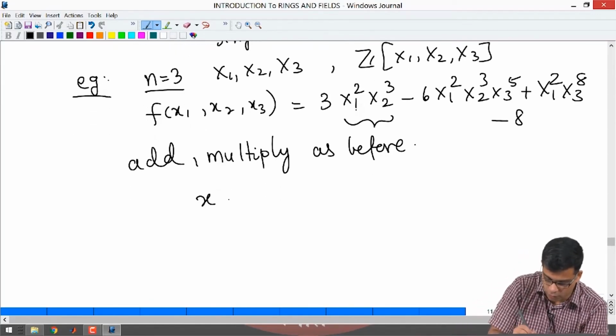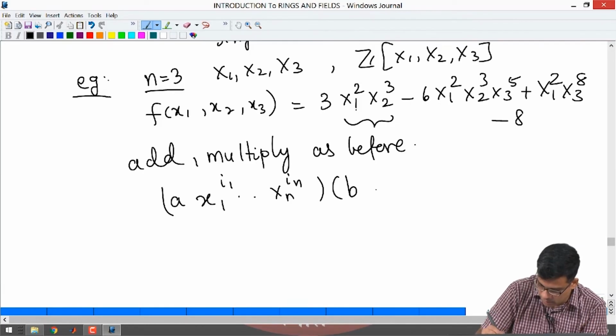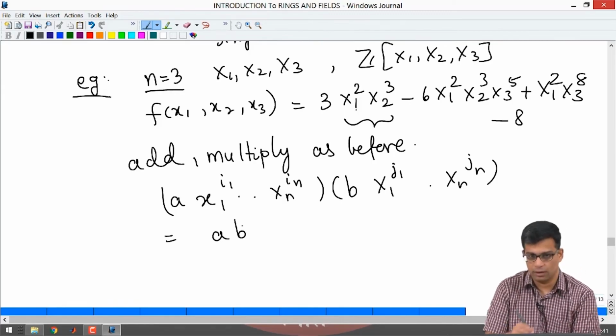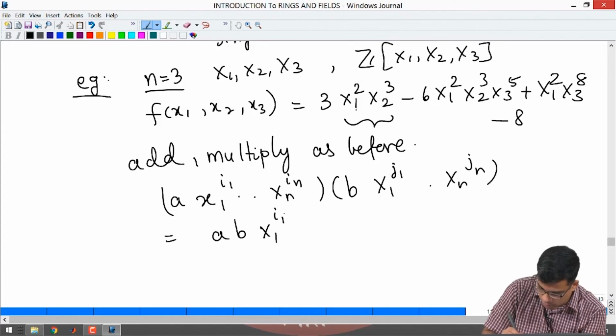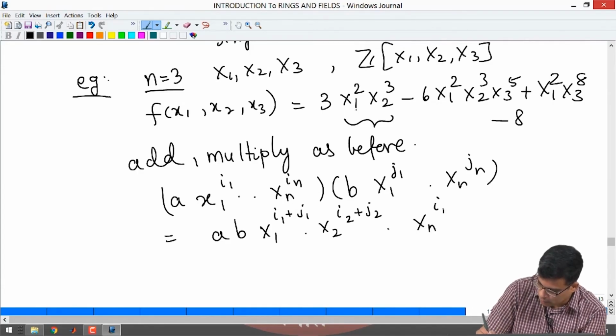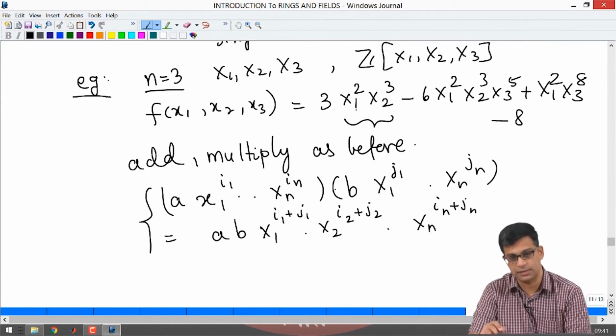Again I have to only tell you how to multiply two monomials. So, let us say we have this and this. How to multiply them? I will simply multiply the coefficients because they are elements of R, and the exponents I will add just like before. So, x1 power I1 plus J1, x2 power I2 plus J2, all the way up to xn power In plus Jn. So, this is multiplying a single monomial with another single monomial.